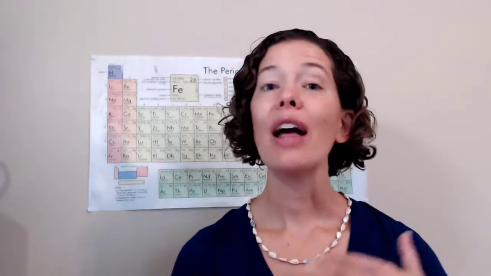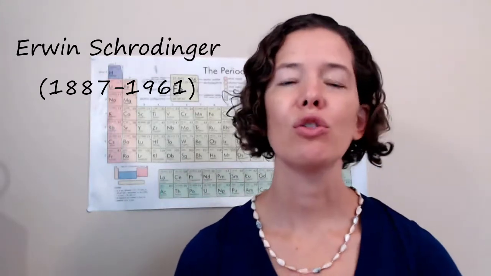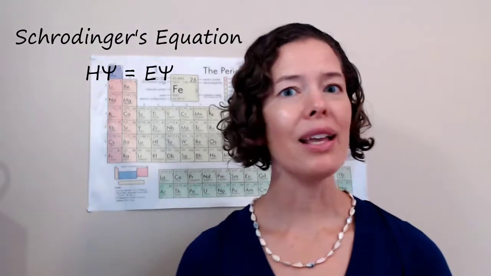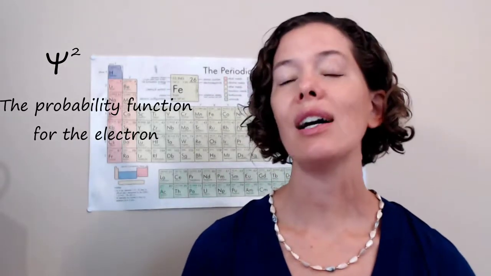Now, saying that a particle can also act like a wave rocked the scientific community. However, there were many scientists who were very excited about this and were ready to prove de Broglie correct through mathematics. One of the most famous of these scientists was Erwin Schrodinger, who proposed his most famous Schrodinger's equation. Now, the psi in this equation actually is the wave function for the electron. Now, what that gives us practically is psi squared, which is the probability function for the electron.